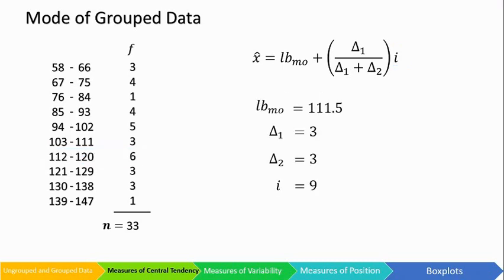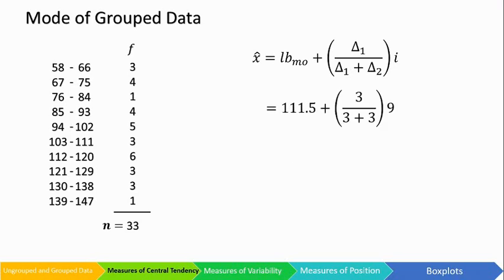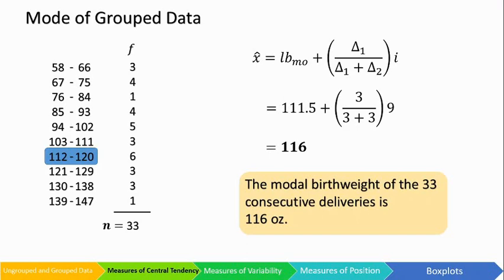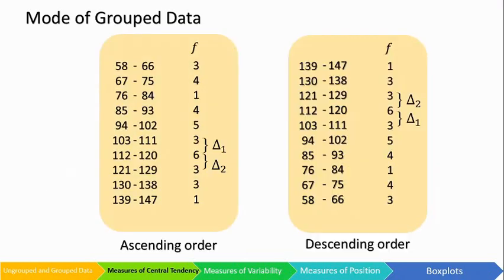At this point, we have all the values required, and when we plug them into the formula, we get 116. Notice that this is between 112 to 120, as expected. Therefore, the modal birth weight of the 33 consecutive deliveries is 116 ounces. As a reminder in finding the mode, the order of classes matters, and you can use this as a guide in locating your delta 1 and delta 2.